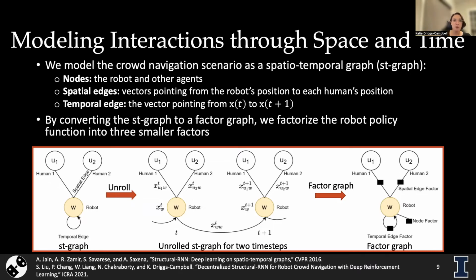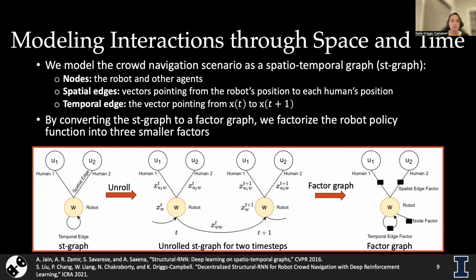We can decompose this ST graph into a factor graph. We are then able to factorize this robot policy into a function of these smaller factors. What this allows us to do is split up this complicated problem, instead of just taking raw observations, we can break this up into these smaller factors. So we can break these up into separate things that we need to learn, and focus on learning a specific thing a little bit more efficiently. So we can incorporate this into our robot policy here.